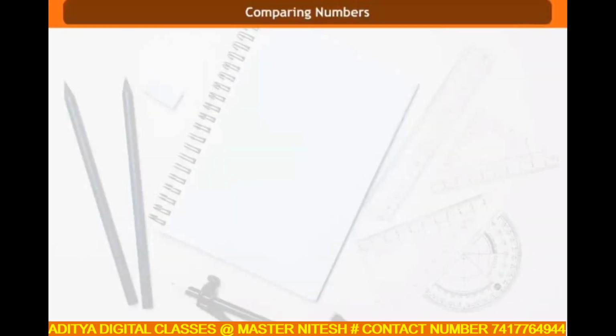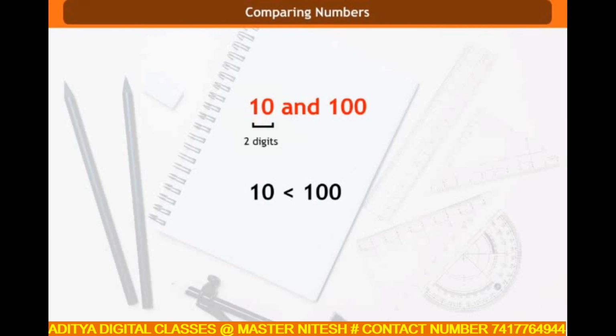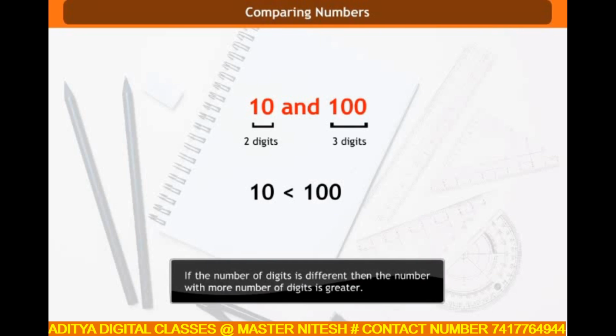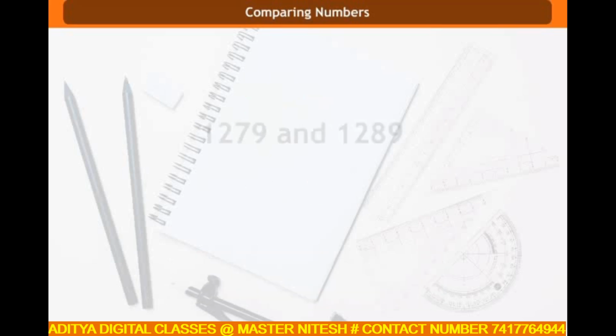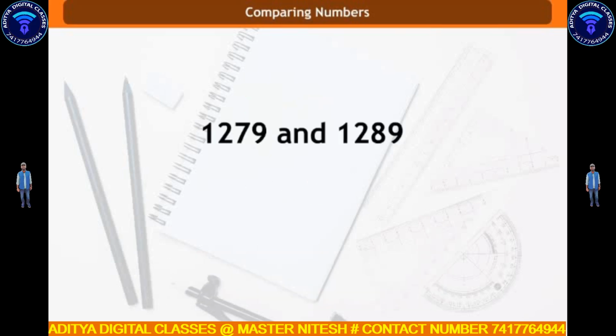Comparing numbers. Now let us learn how to compare two numbers. Out of 10 and 100, we know that 100 is greater than 10. But let us see the numbers of digits in both. 10 has 2 digits, whereas 100 has 3. So we can say that if the number of digits is different, then the number with more number of digits is greater.